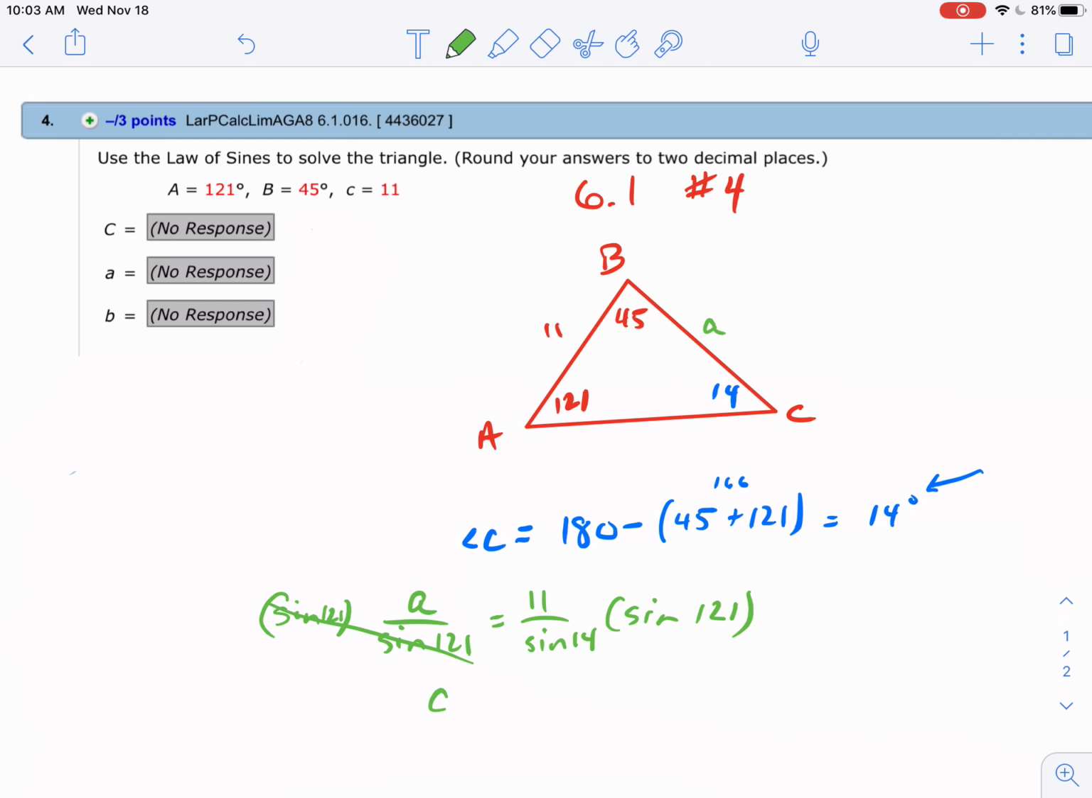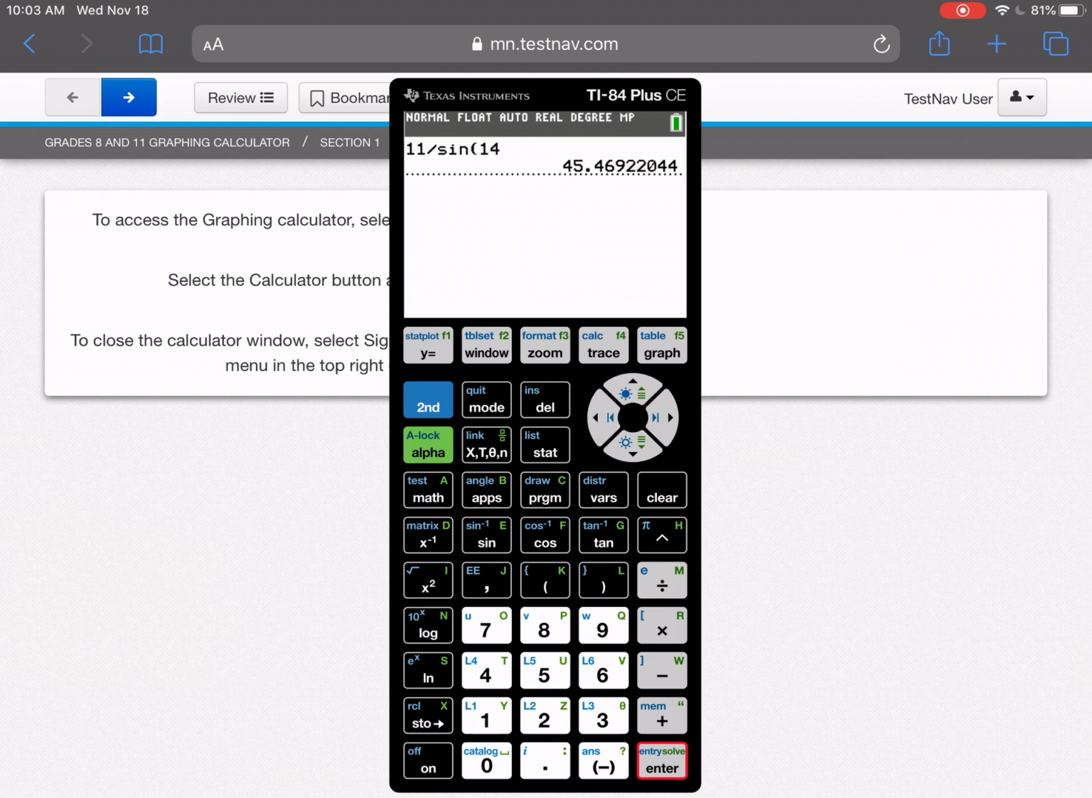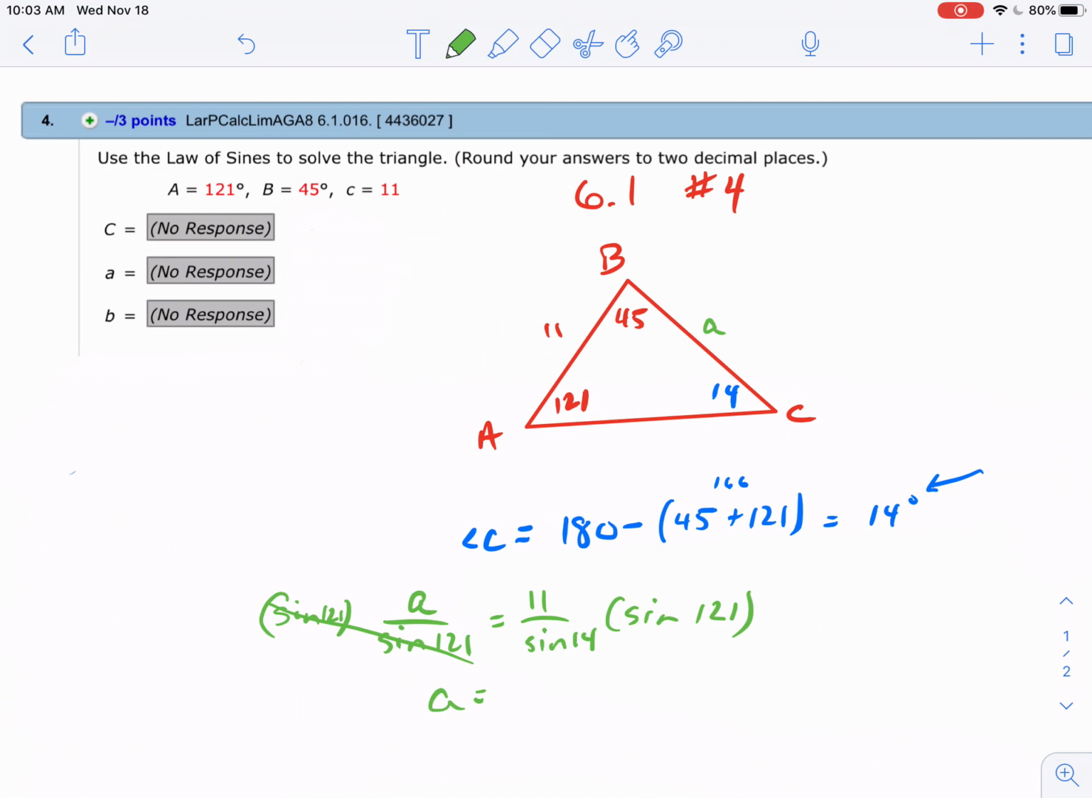I really don't need to see the work from students. So I take this answer now and I multiply by the sine of 121. I didn't round in the middle of my answer, but now when I round this, if you read carefully, WebAssign wants 2 decimals, so that's 38.97. So little a is 38.97.